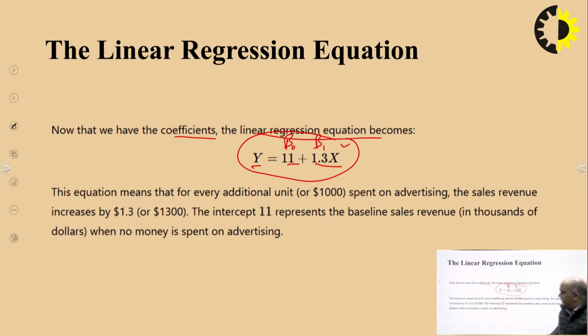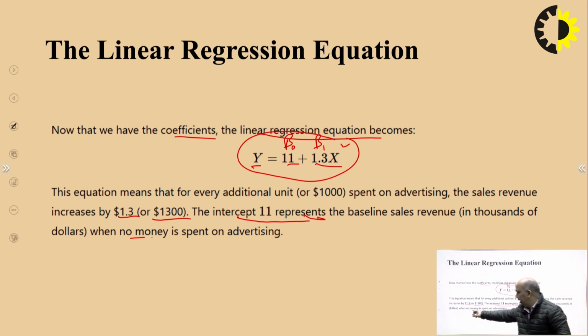This equation means that for every additional unit of 1000 spent on advertising, the sales revenue will increase by 1.3, that is $1,300. The intercept of 11 represents the baseline sales revenue, the revenue when no money is spent on advertisement.